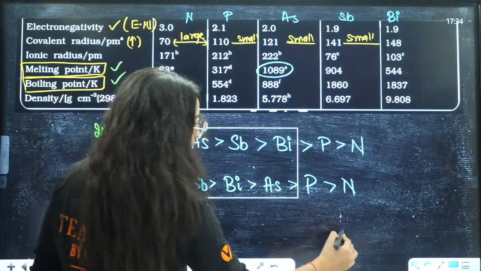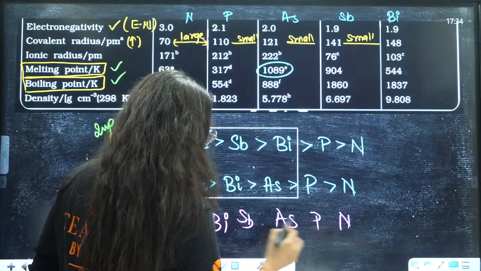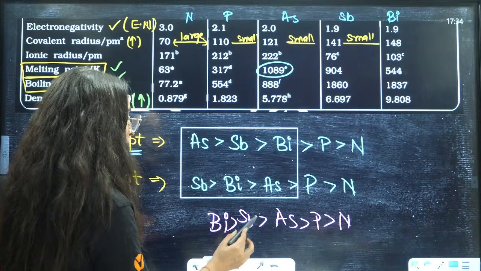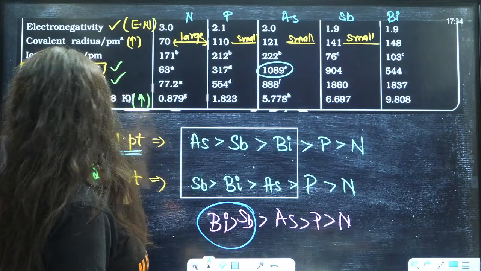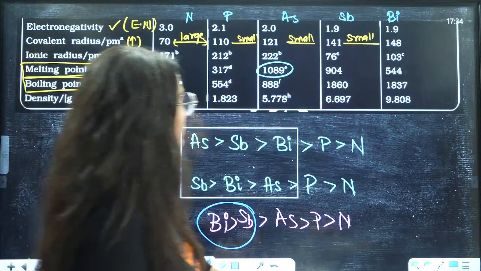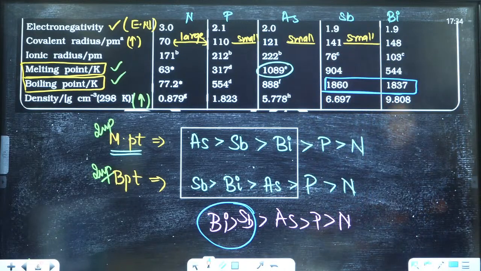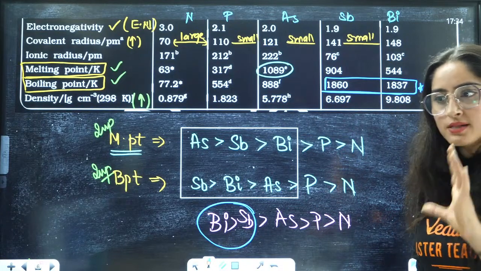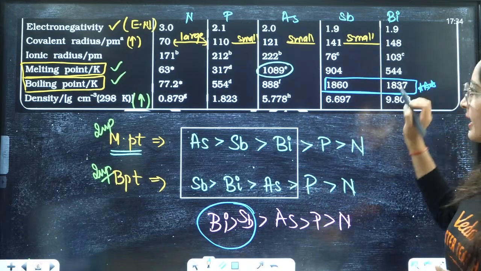If you talk about it in general, the boiling point increases from top to bottom. N, P, the order should be like this. But here we can see the change in the order. If you talk about the boiling point, it is increasing, but in this case you can see the difference. This is the difference that you can mark here. In general it is increasing, but there is one exception that you can see here, so underline this exception.